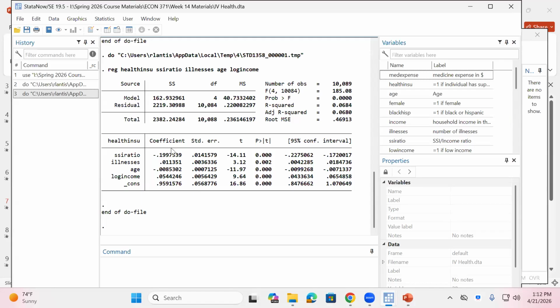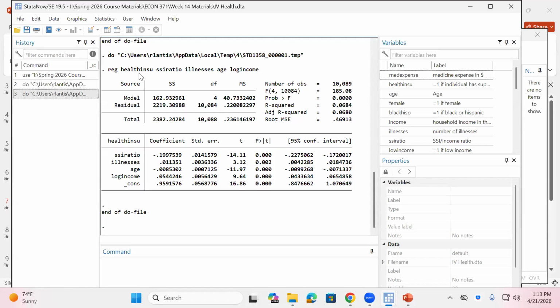Now, we're not going to focus as much on the interpretation, but notice, if I'm thinking about whether that Social Security income ratio is my instrument, is it correlated with that X variable? What's one thing from this regression? We said we want the covariance to be something other than 0. What's something in this regression that would support that my instrument is correlated with this X variable?